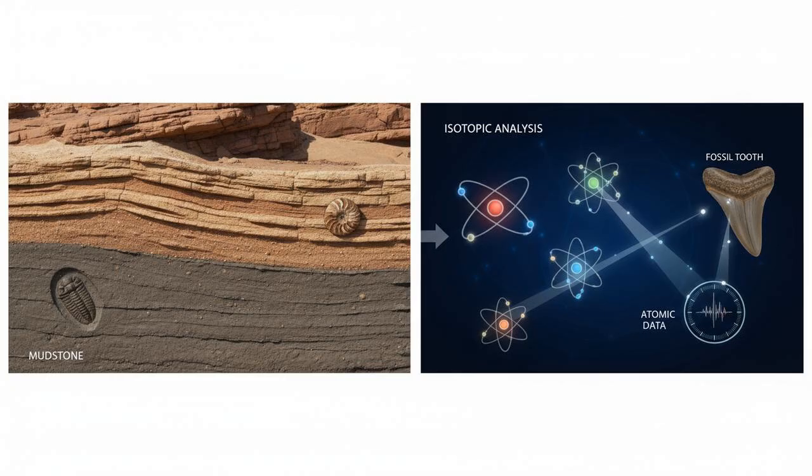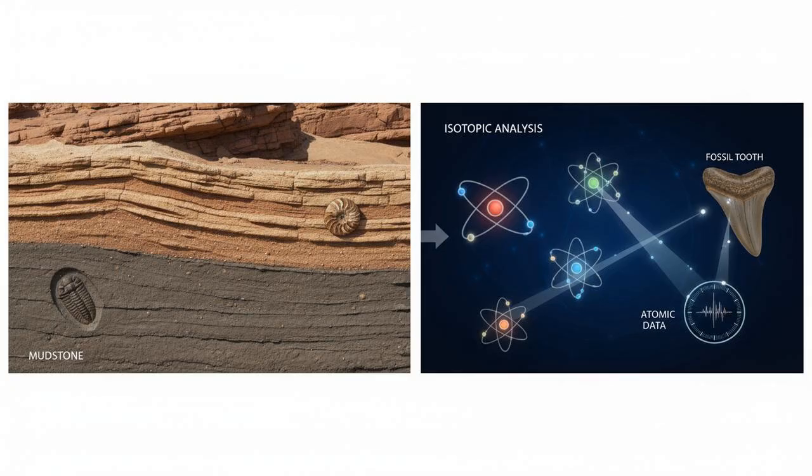The first clue is the rock itself. Fine-grained mudstone tells us about a calm, deep ocean floor. Coarse sandstone points to a fast-flowing river. Even tiny ripple marks preserved in stone can reveal the direction of ancient currents.